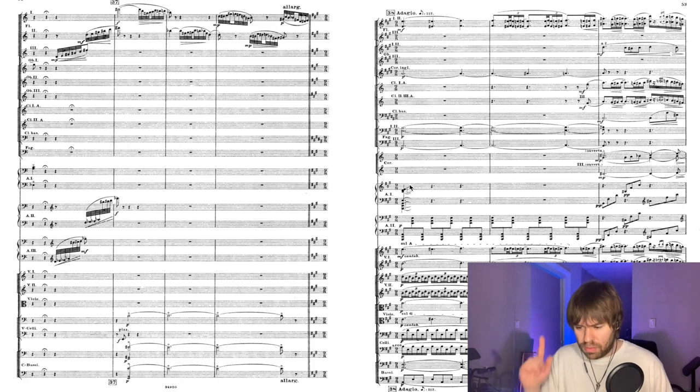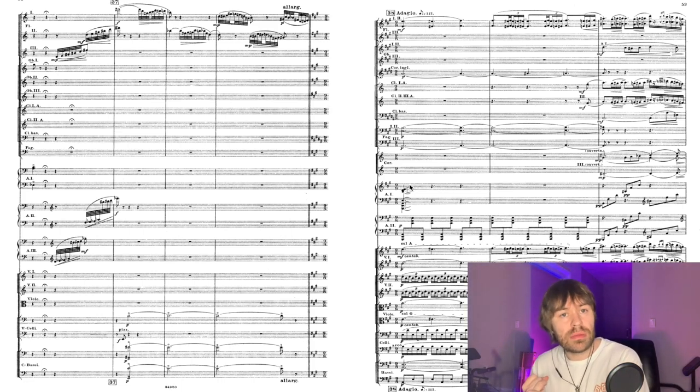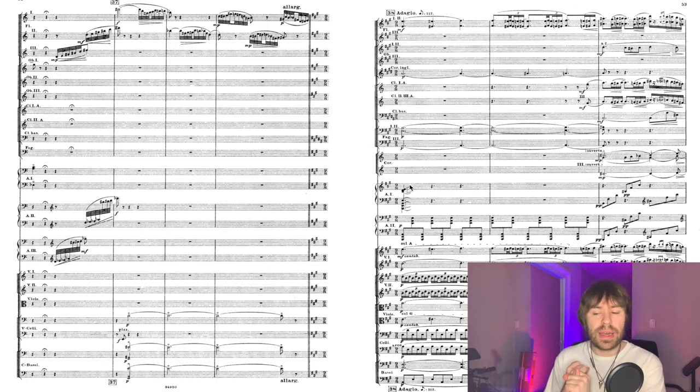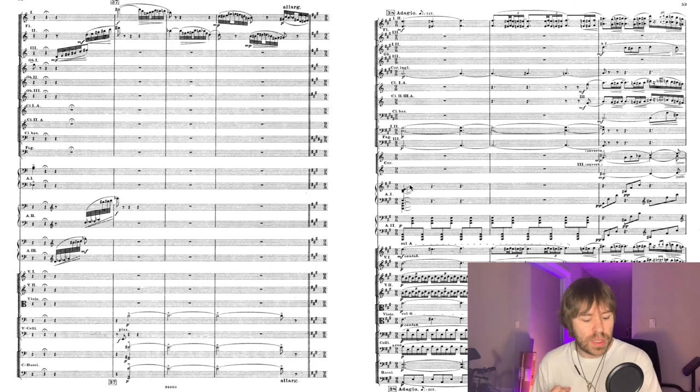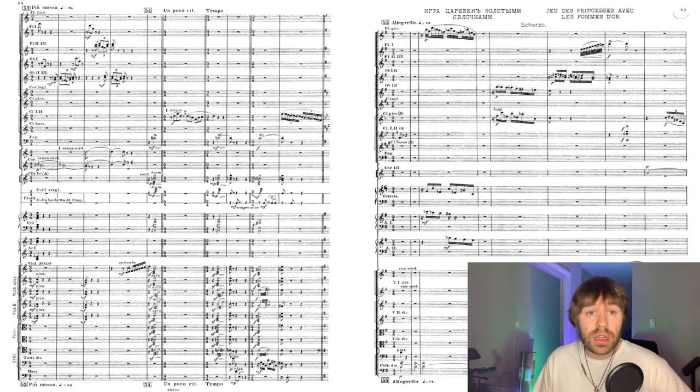But yes, we want to take away from this chromatic mediants. Woodwinds are good for these types of chromatic melodies. And the harp is a good power chord instrument. No, I'm just kidding. Okay, so now we're going to look at the Dance of the Princess, the scherzo.